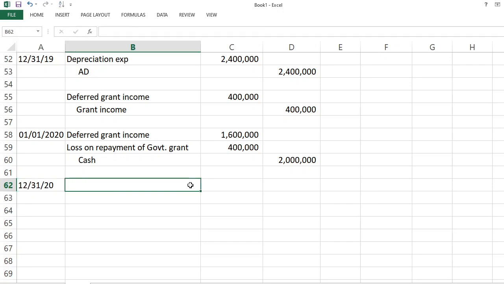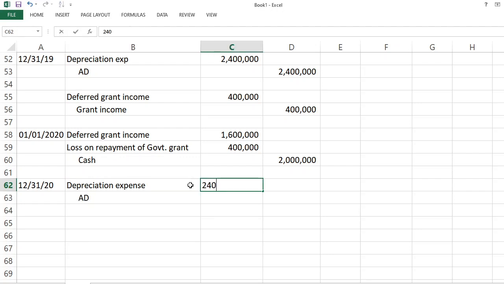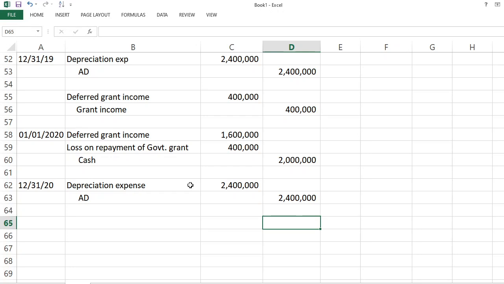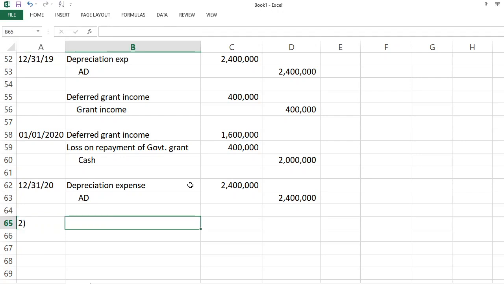Now, on 12/31/2020, our entry will just be depreciation expense and accumulated depreciation, again 2.4 million. So, that's all. We no longer have deferred grant income. We also no longer have the grant. We gave it back to the government. So, that's how we account for repayment using the deferred income approach.